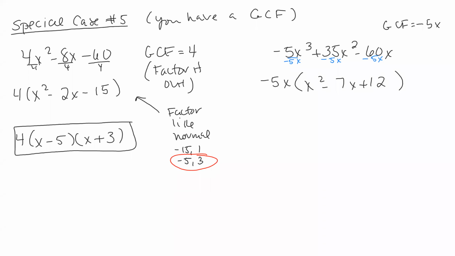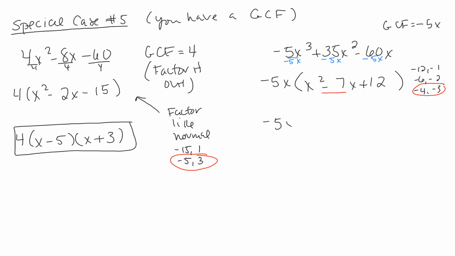So I need factors of 12 that are both negative. The reason I know they're both negative is this is negative 7 here. So I would want negative 12 and negative 1, negative 6 and negative 2, or negative 4 and negative 3. Which pair adds up correctly? Well, the pair that's just right is negative 4 and negative 3.